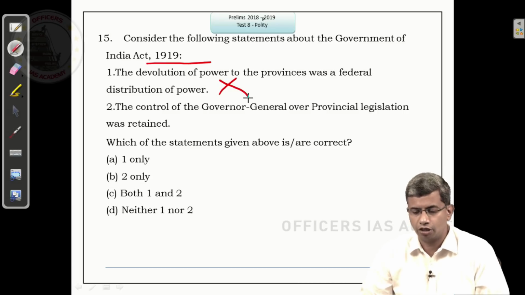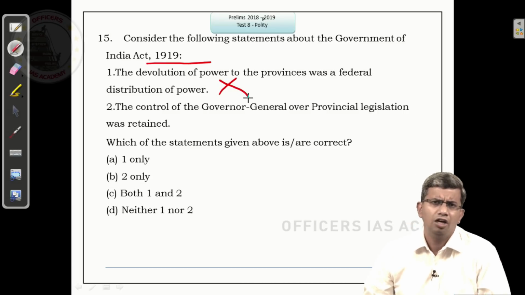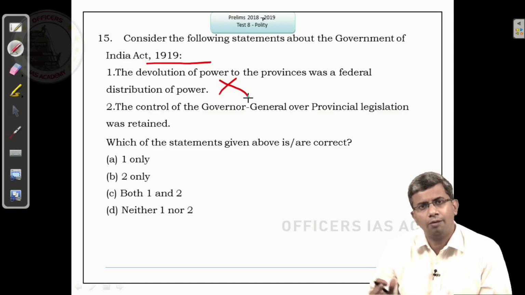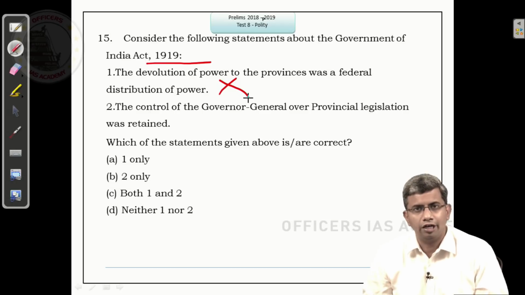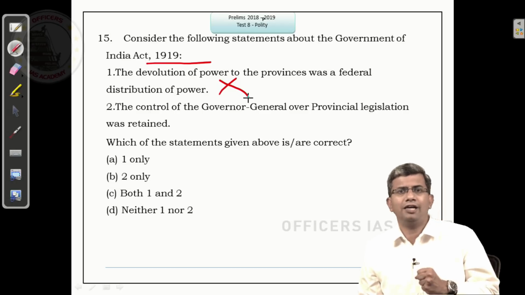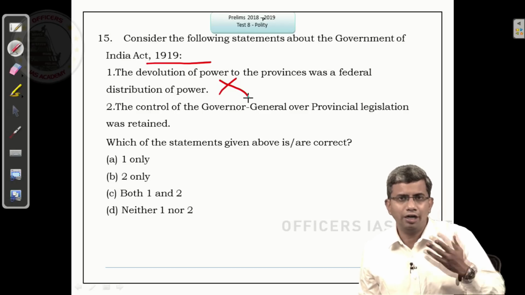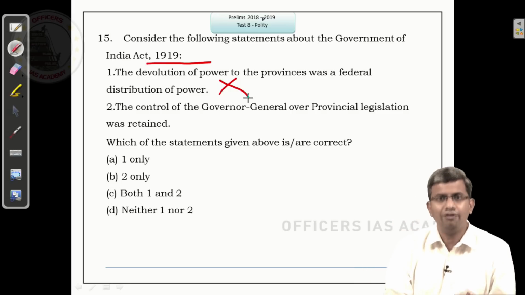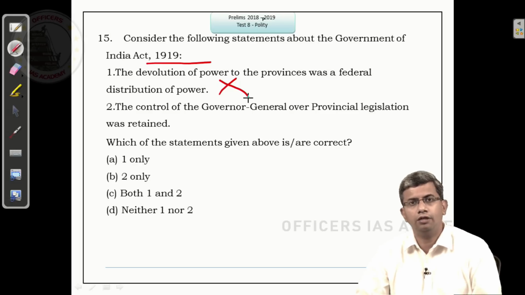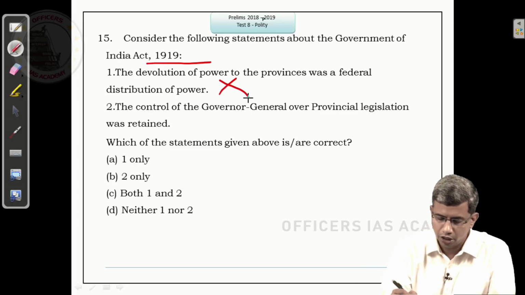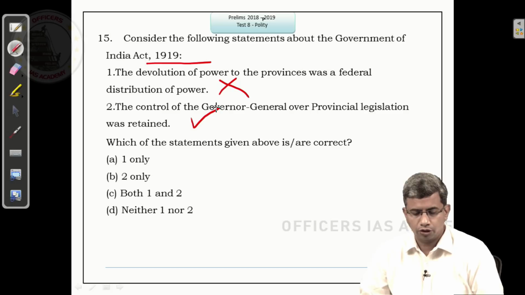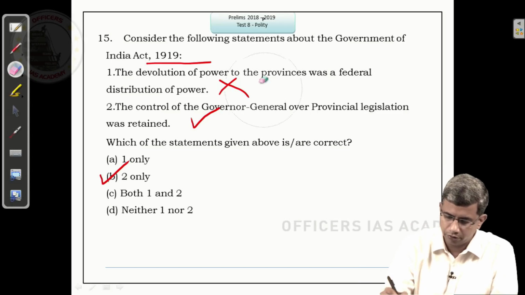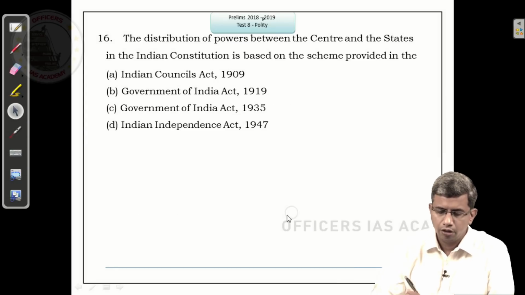The control of Governor General over provincial legislation was retained, obviously. So, this is common sense. They wanted to give incremental powers to the Indians, but they wanted to ultimately retain control because it was not a democratic country, it was ultimately a colony which was ruled by the British. So, obviously, the Governor General will have discretionary powers over the provincial legislation whenever required. So, the second statement is correct. So, the correct answer is B, 2 only. Now, moving on.